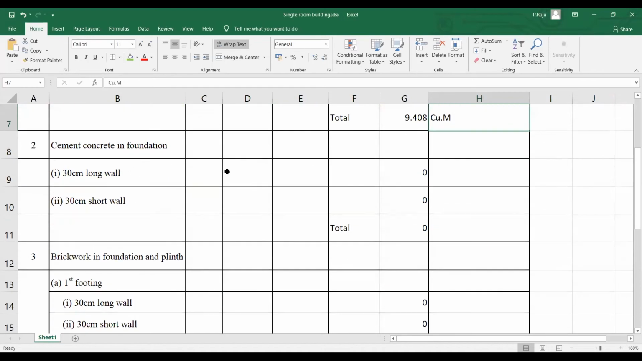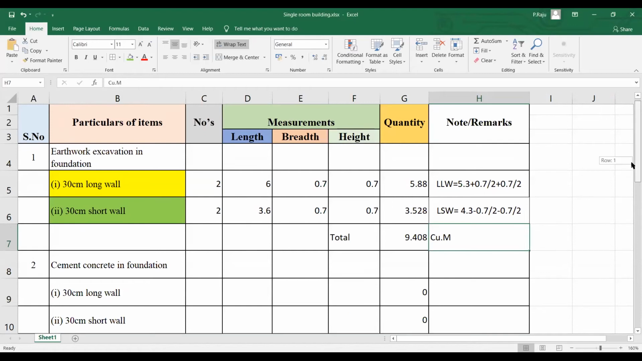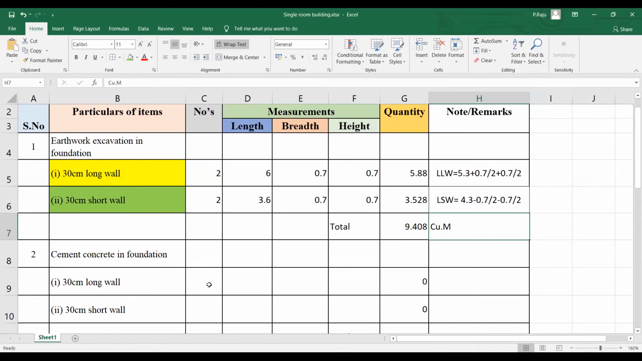Next, cement concrete in foundation. If you consider cement concrete in foundation, how many number of long wall and short wall? It is same. For long wall and short wall, both foundation concrete is required. So again 2 and 2. Okay, so coming to the length, breadth and height. What is the breadth and what is the height? I think again we need to go to the plan. We can see it in the presentation.